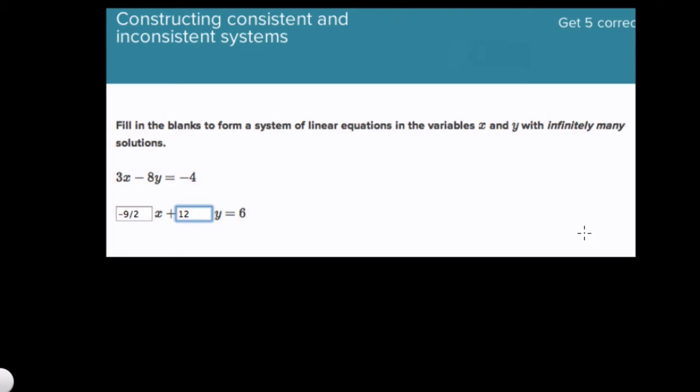Okay, the goal here is to actually create equations that are consistent or inconsistent. In other words, create equations that have one solution, infinite solutions, or no solutions. For example, in this first problem, they give you 3x minus 8y equals negative 4, and they want infinitely many solutions. So that just means, if you do this equation, let's say, double everything, you get 6x minus 16y equals negative 8.